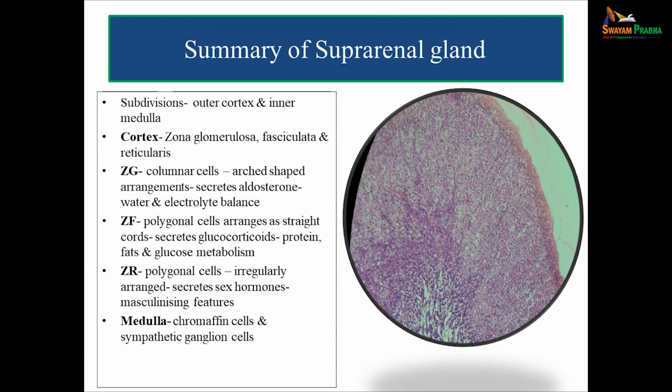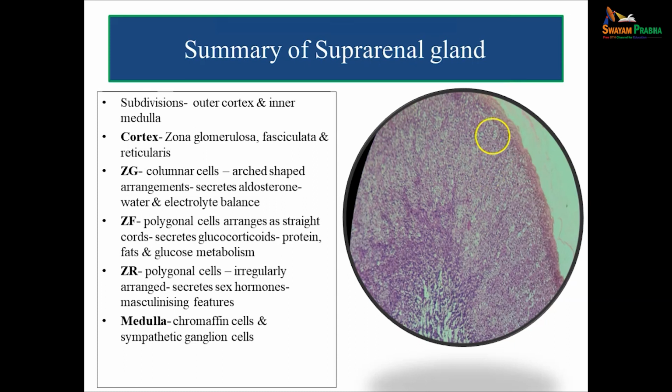So let's summarize the microscopic features of the suprarenal gland. The suprarenal gland is divided microscopically into outer cortex and inner medulla. The cortex is again divided into outer 1/5 zona glomerulosa, the middle 3/5 zona fasciculata, and the inner 1/5 zona reticularis. In the zona glomerulosa, the cells are columnar cells which are arch-shaped, and they secrete aldosterone, which helps in water and electrolyte balance.